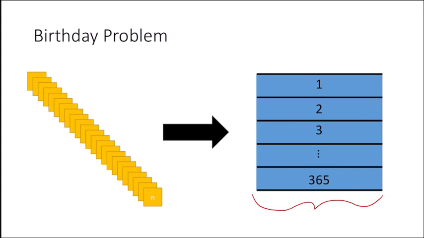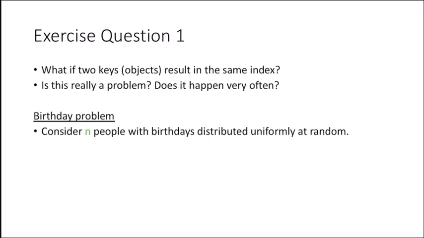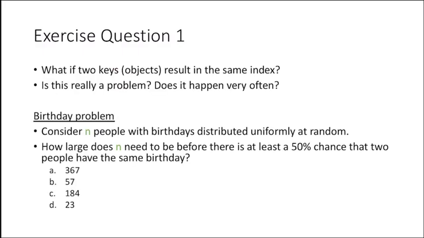Before I insert a question here, I'm going to give you a little bit to work on. So let me give you some possible answers here. If I have n people and I want at least a 50% chance that any two of them have the same collision, what value does n need to be?